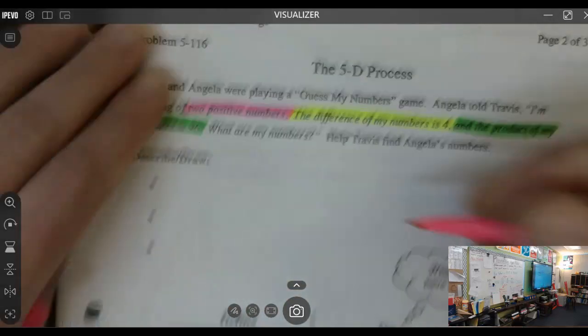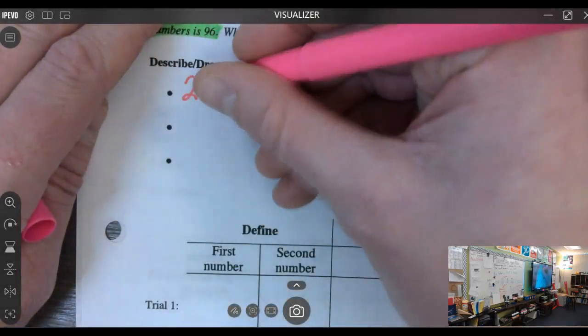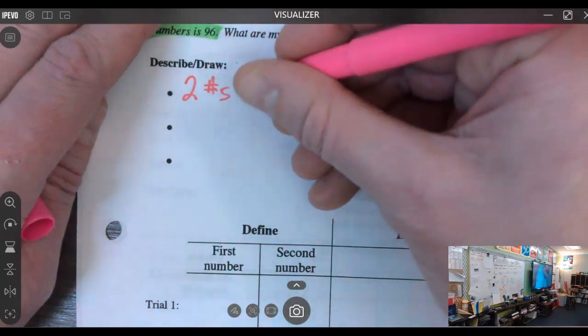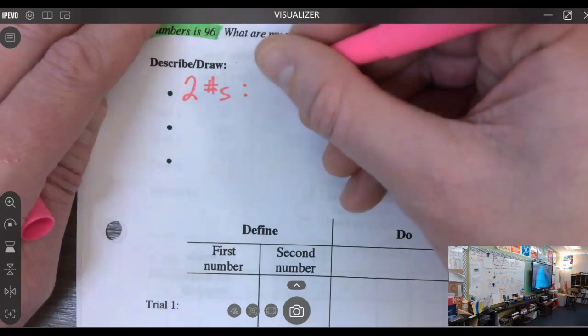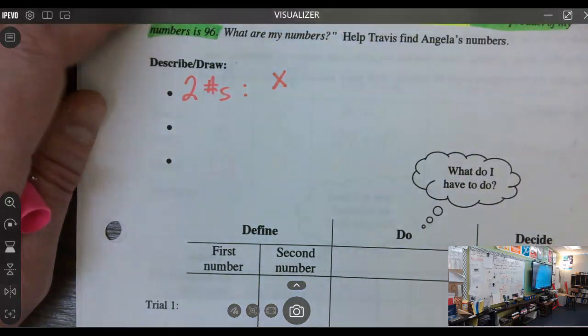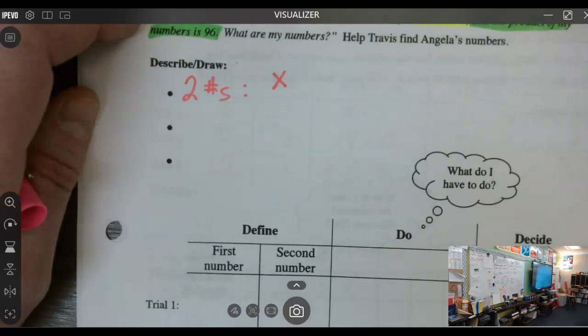So we have x. I'm going to write we have 2 numbers. We'll call one x. And what should the other one be? B. Oh wait, no, I need y.